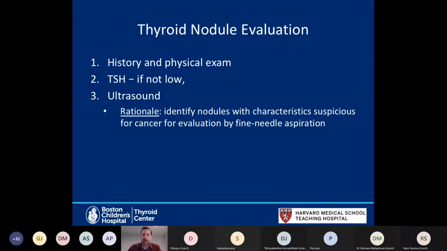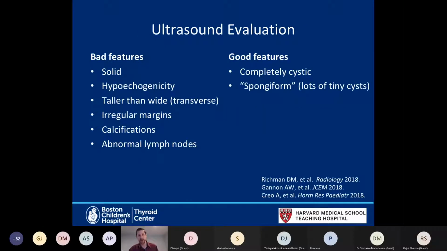But the goal of the ultrasound is to identify the suspicious characteristics that were laid out earlier to help you make a decision about whether fine needle aspiration is needed. So this is a stepwise process. TSH, then ultrasound. If ultrasound shows suspicious features, then you would decide to go ahead to an aspiration.